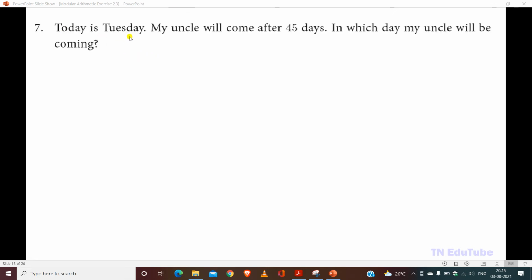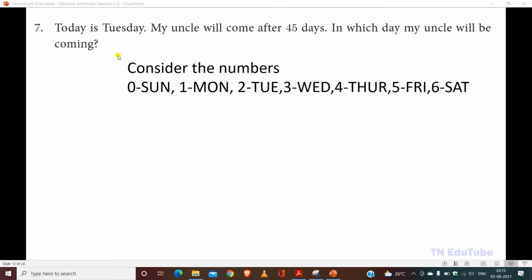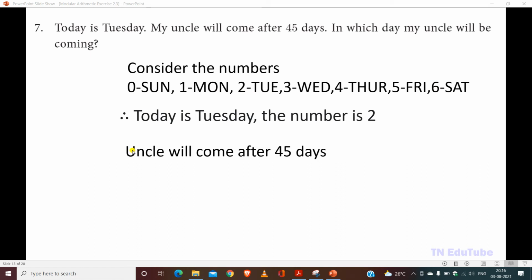Then today is Tuesday. My uncle will come after 45 days. On which day will my uncle be coming? Today is Tuesday. So we know that there are 7 days. Starting from 0 for Sunday, 1 for Monday, 2 for Tuesday, 3 for Wednesday, 4 for Thursday, 5 for Friday and 6 for Saturday. Now today is Tuesday, that is number 2. Uncle will come after 45 days. So 2 plus 45, you get 47.